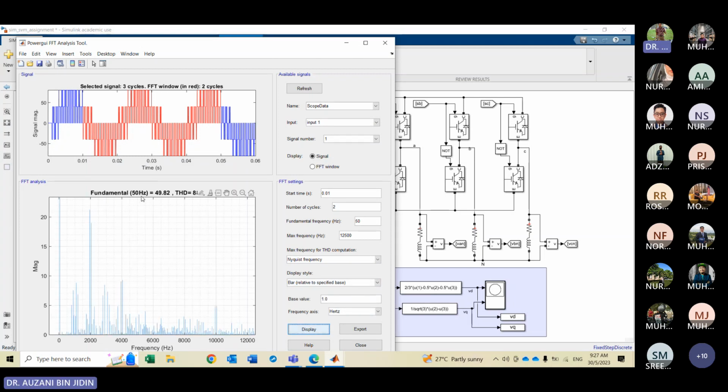Then you can see here the fundamental is almost equal to VM, right? Because we said VM, the peak of the sine, is 50. So you get the result: the fundamental will be 49 something. Small error. This is the way you verify your design. Then you can change the VM value to 25, as long as VM is not larger than VM max.